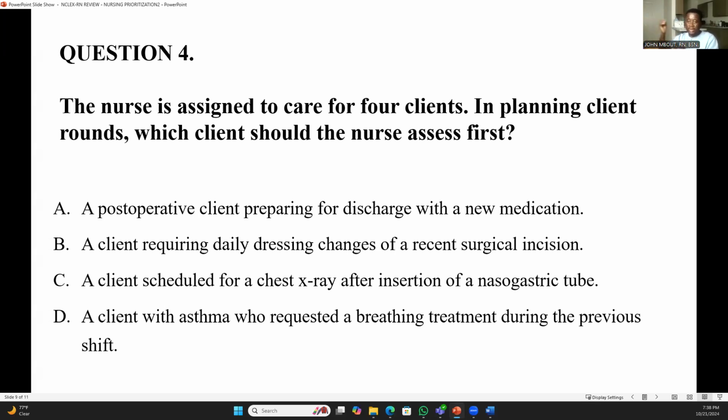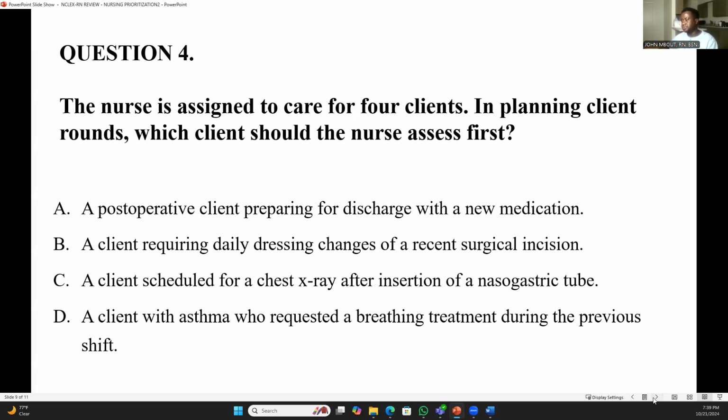This should be the patient you go and attend to first. Airway, breathing is very, very important. Always a priority. Airway is always a priority, right? That's how you go by elimination and you get to know which option you have to choose. So always make sure that you attend to the client with asthma who requested breathing treatment during the previous shift. Other conditions, the other patients, they are intermediate priorities. They are not urgent priorities, emergent priorities.